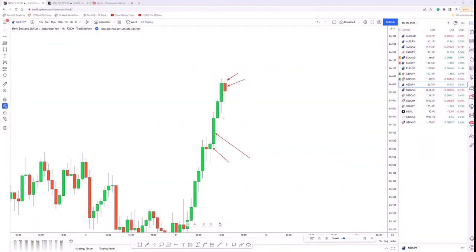If this is green, you take a buy, etc., etc. Do you get the point? So if this candle closed bearish, you cannot buy it.